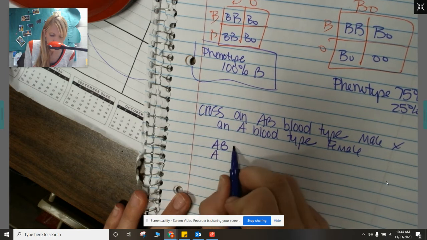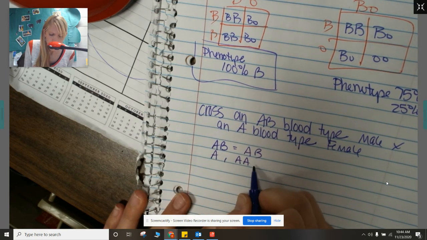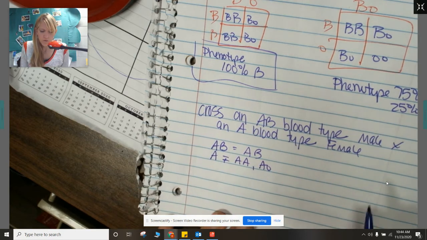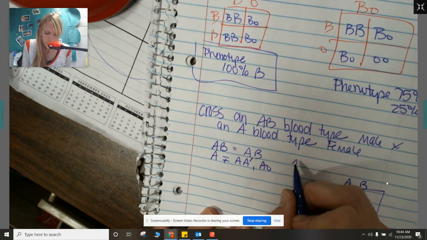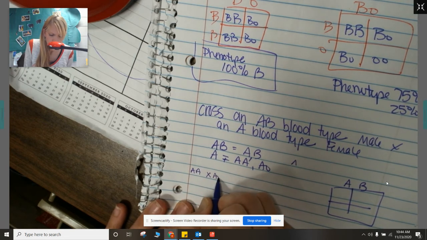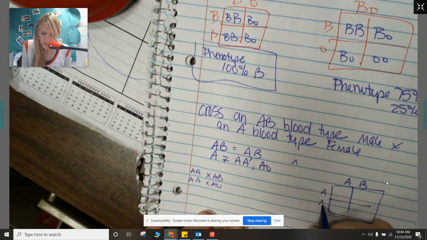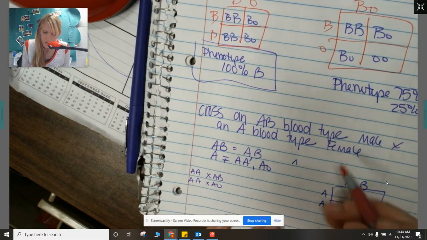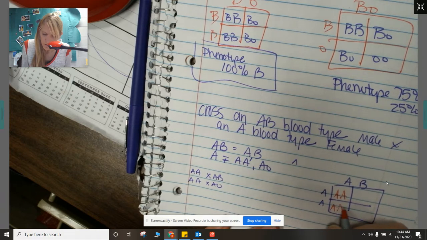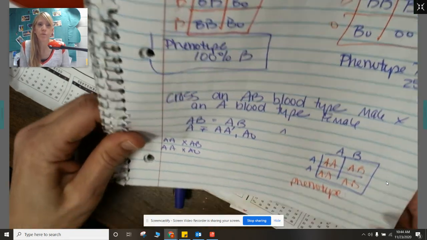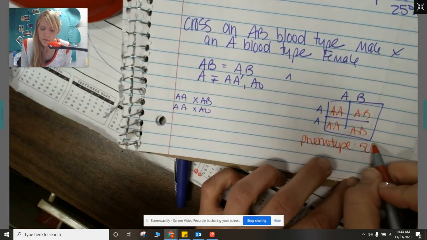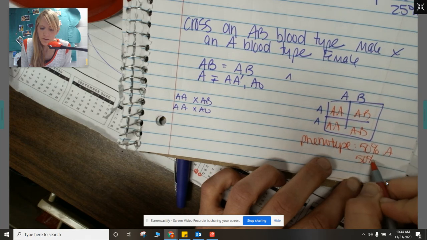Okay, what is A? AA or AO. All right, so we need 2 boxes. So we need to cross AA times AB and AO times AB. What do we get? AA, AB, AB. What is our phenotype? I might ask you on the test to list the genotype, but right now we're just doing phenotype. So 50% A, 50% AB.